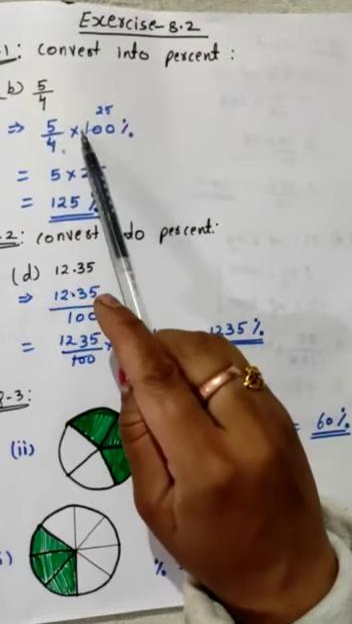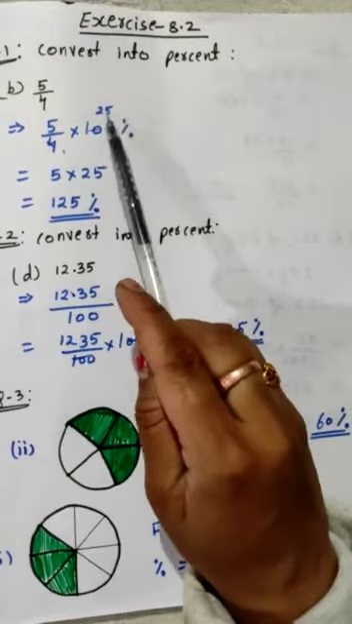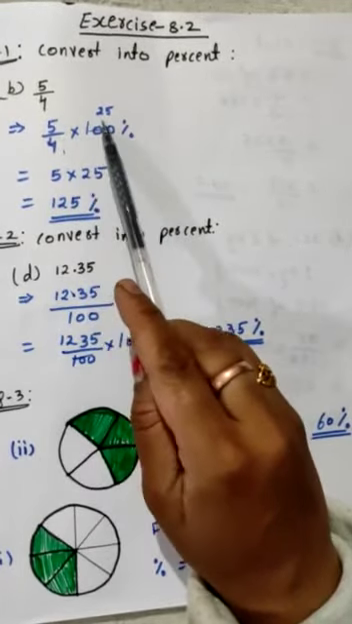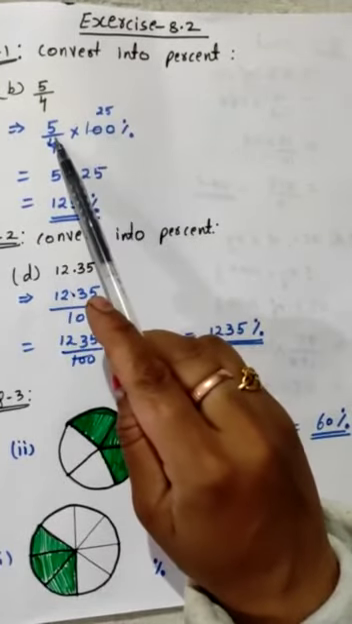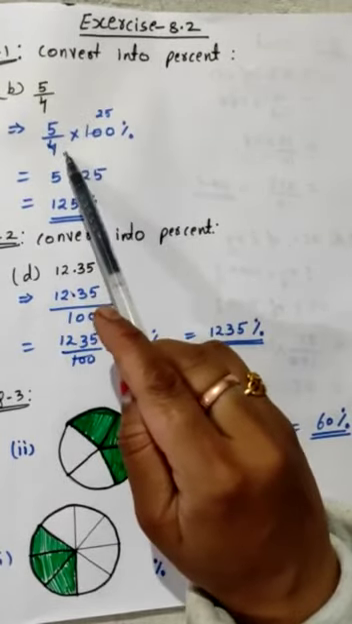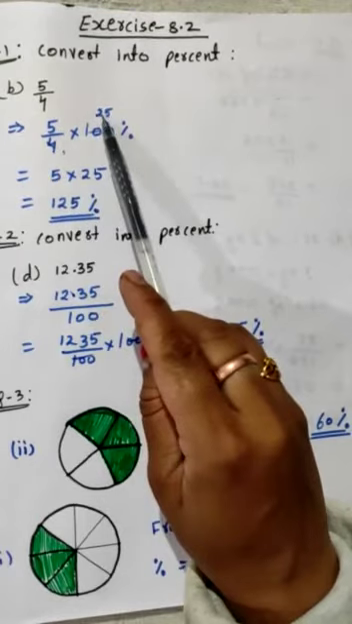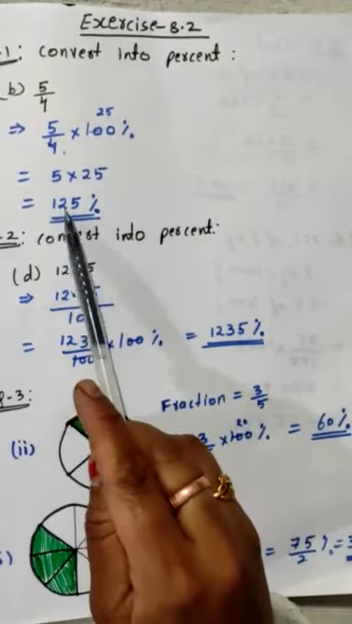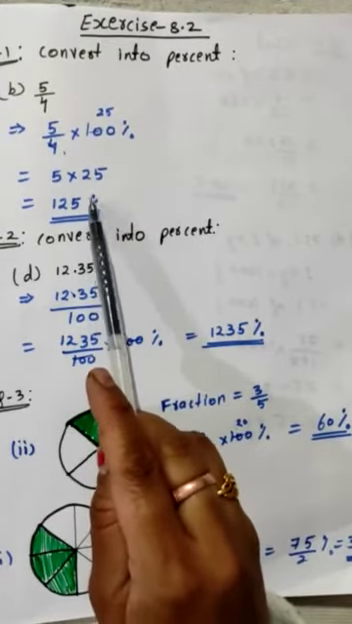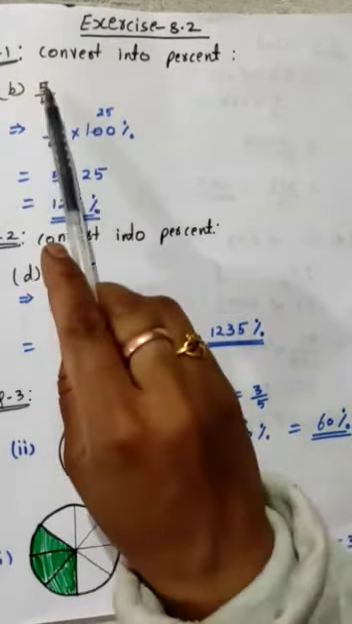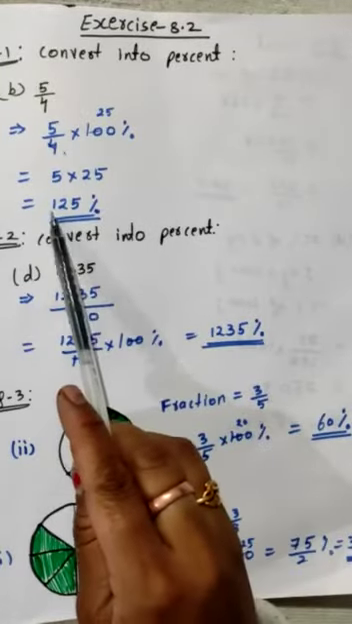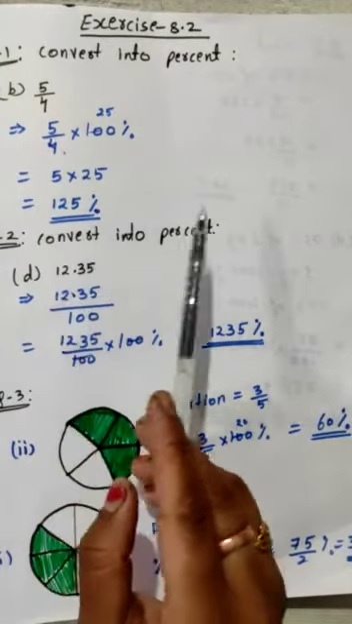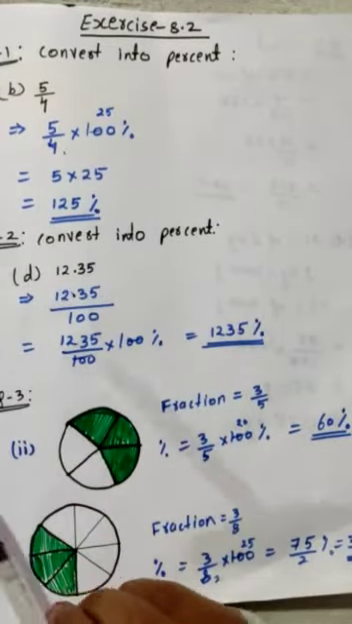So 5/4 into 100%. Now you have to cancel. Just forget about the percentage sign, and you know how to cancel the numerator and the denominator. So 4 ones are 4 and 4 into 25 is 100. You are remaining with 5 into 25, which will give you 125. And put the sign again, that is of percent. So 5/4 is nothing but 125%. In this way you have to solve the remaining parts of this question.